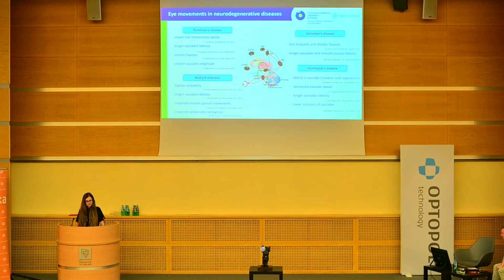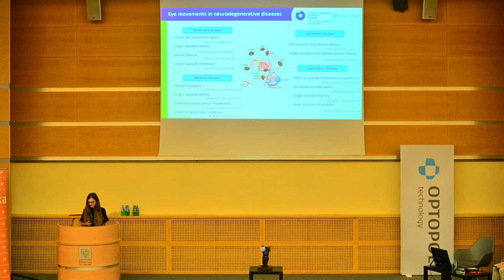And what is important in each of these neurodegenerative diseases, we have common symptoms such as longer saccade latency, shorter fixation instability, and also some impaired smooth pursuit movements. Okay, so for now we know that we want to measure brain activity, but by using eye movements.